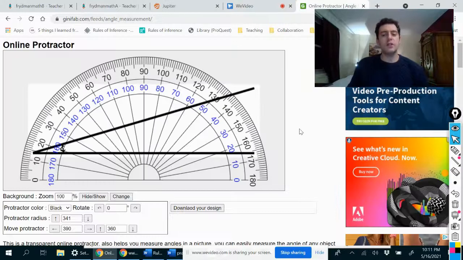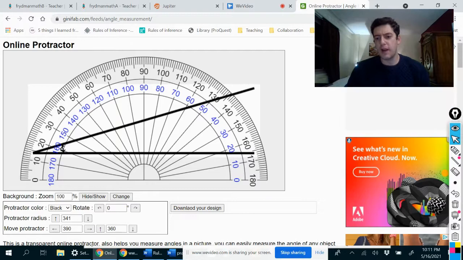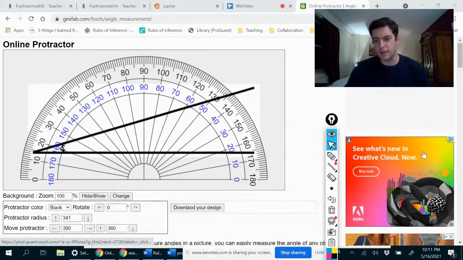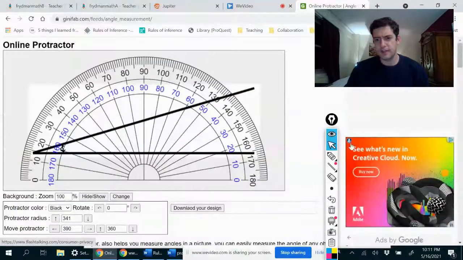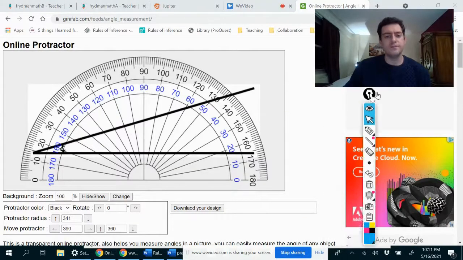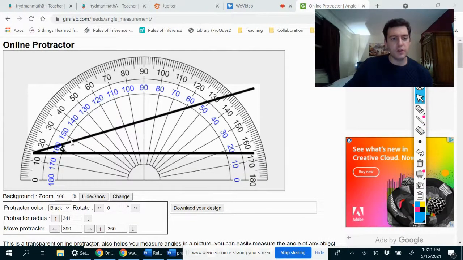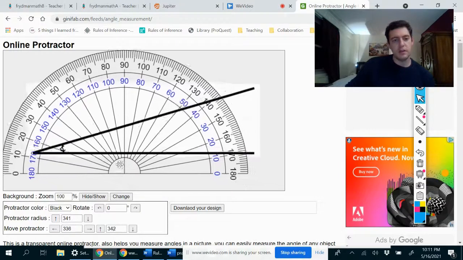All right, so what I'm going to do for the rest of this video is practice just measuring angles. Let me get these ads out of the way. All right, whatever. So I have an angle over here. I have two lines. What we want to do is measure the amount of rotation between these two lines. So the first thing is we will make sure that the vertex over here is centered on the bottom center part of the protractor.